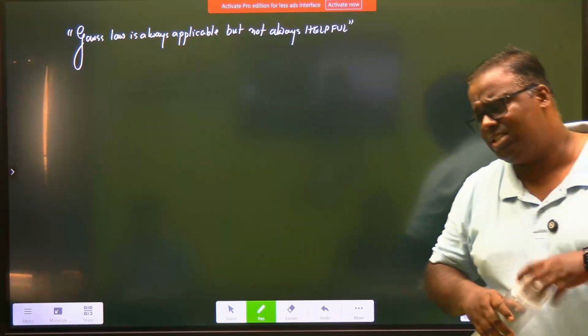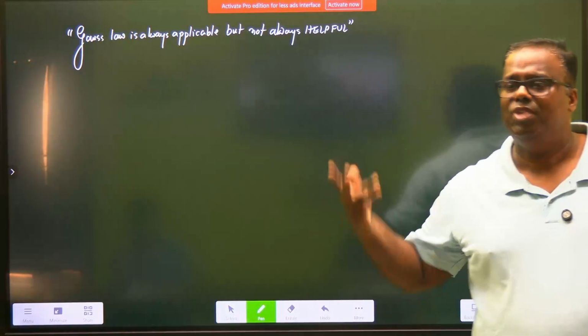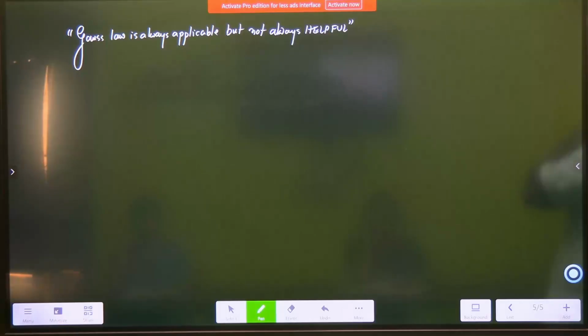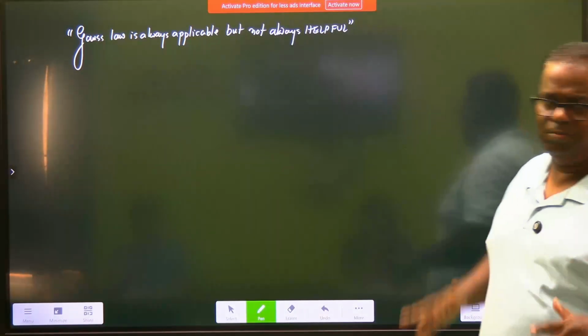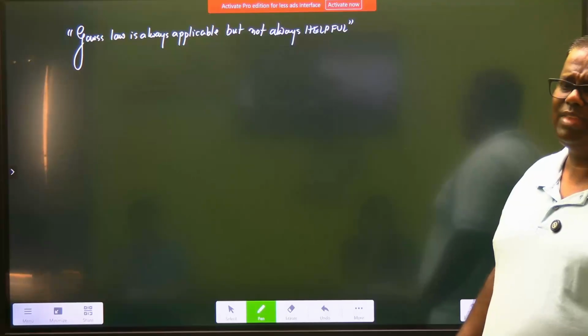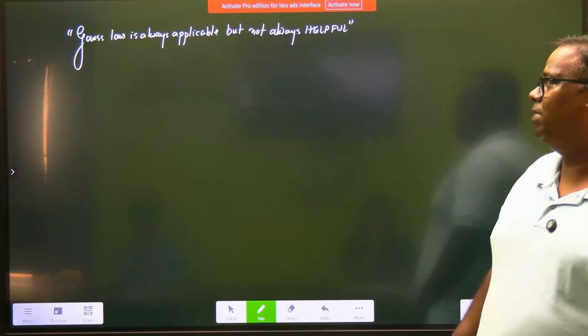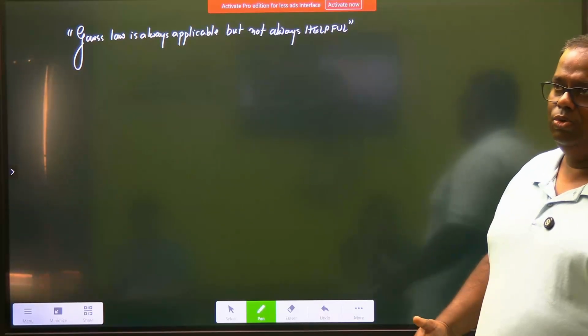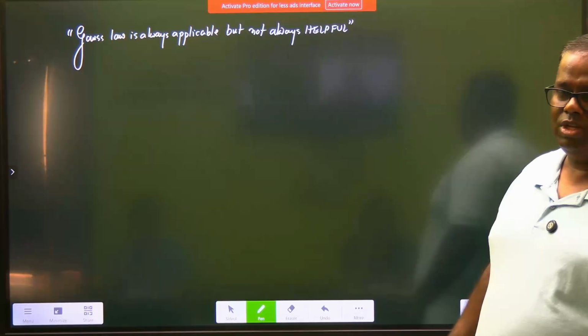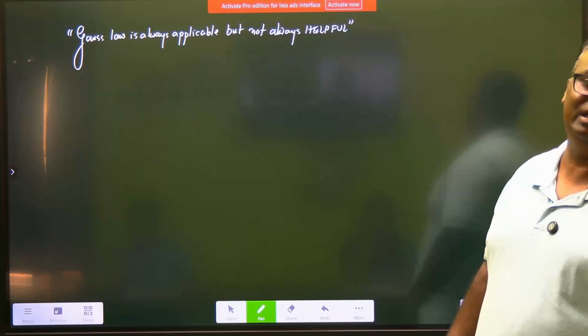The law says flux is equal to Q by epsilon naught. And what is the flux? Integral E dot dA. Epsilon naught is not your problem. You always know its value, 8.854 times 10 to the power minus 12. Q, you will know what is inside. What is causing you problem is that integral E dot dA.